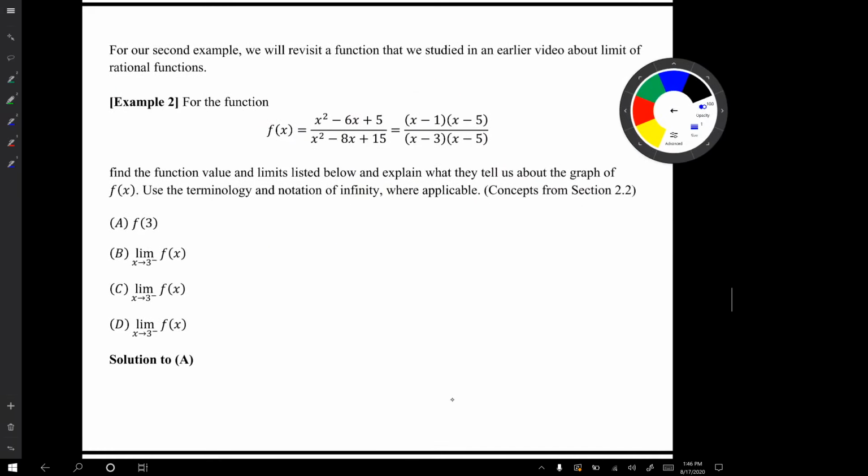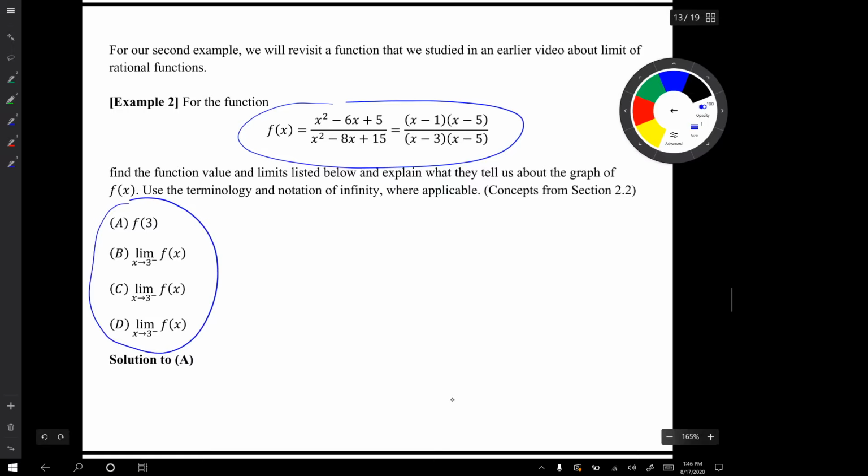For our second example, we're going to revisit a function that we studied in an earlier video about limits of rational functions. The function is this beast of a function, and we're supposed to find these function values and limits and explain what they tell us about the graph of the function. And we're supposed to use the terminology and notation of infinity, that is concepts from section 2.2.